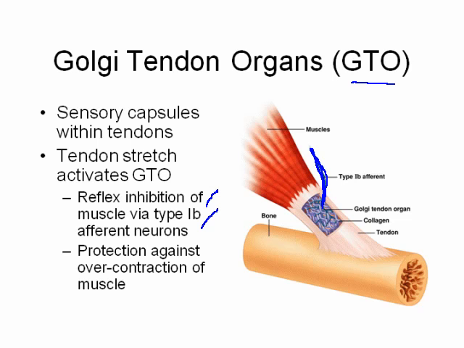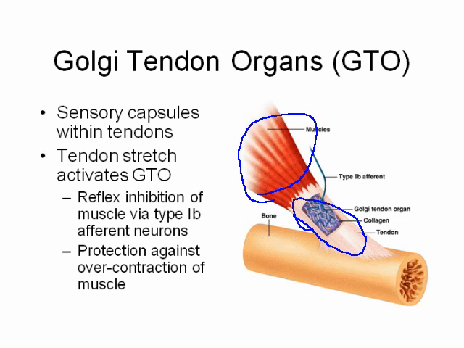This is going to actually inhibit the alpha motor neuron coming into the muscle, and it's to protect against overcontraction of the muscle. Because when the muscle contracts forcefully enough to start stretching the tendon, there is a danger that it could actually tear the tendon off from the bone. So by having the Golgi tendon organ activated, it's going to decrease the amount of muscle tension that's developed and preserve this attachment to the bone.